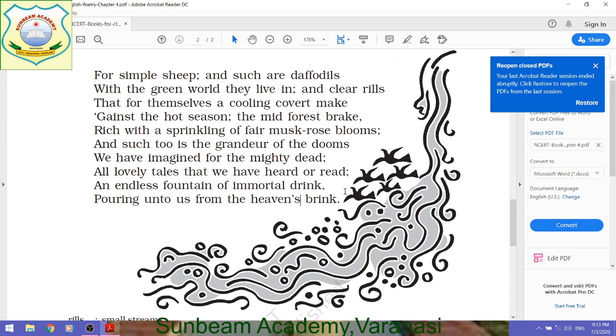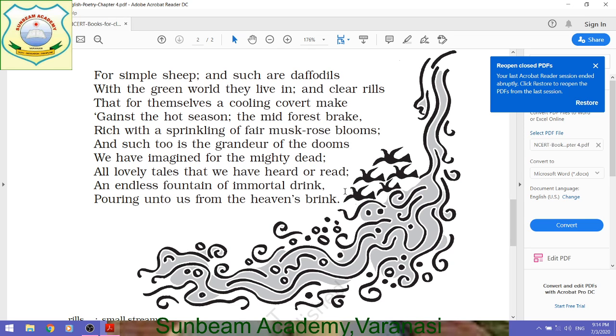But the poet says that the things of beauty, the beautiful things which are present in our nature, on the earth, the sun, the moon, musk-roses, daffodils, clear rills, whatever bounty nature has provided us, are like the immortal drink, and seem to be poured directly from heaven for us, to make us happy, joyful and pleasant, pouring unto us from the heaven's brink.